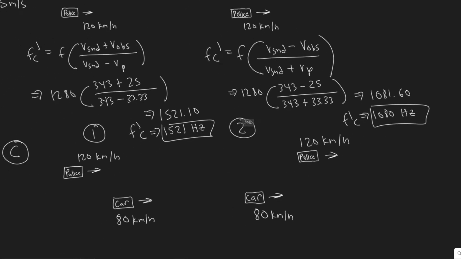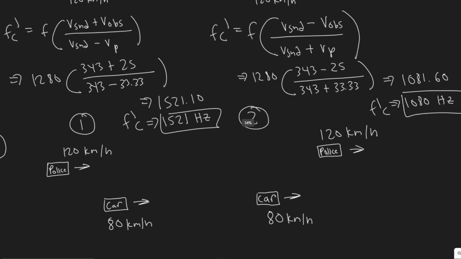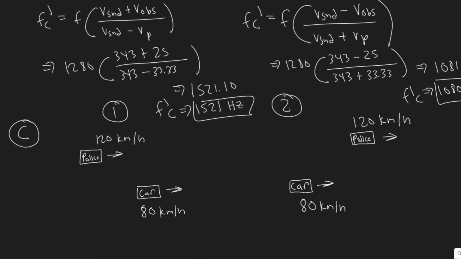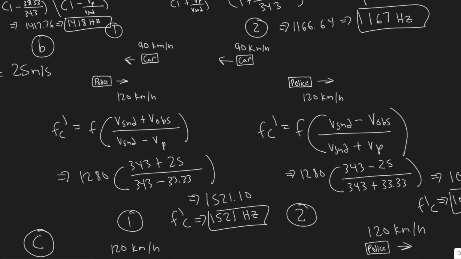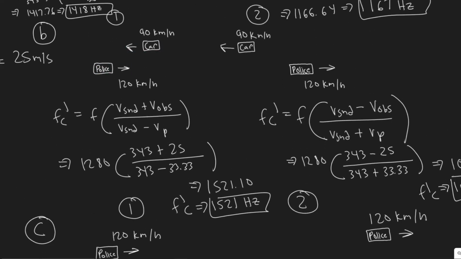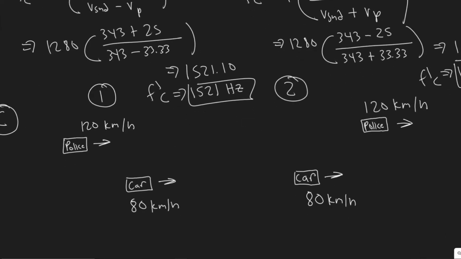Now let's move on to the last one. So for the last one, C, what we want to do is notice what's going on. So for this one, they're actually going to both be traveling in the same exact direction. Unlike the last one where they were traveling opposite directions, right, where they passed by, this one they're going to be traveling in the same direction.